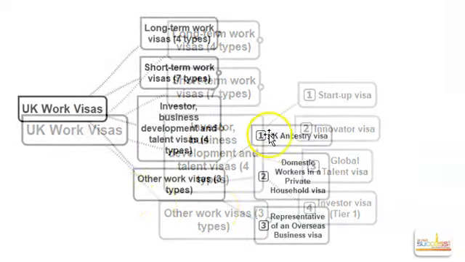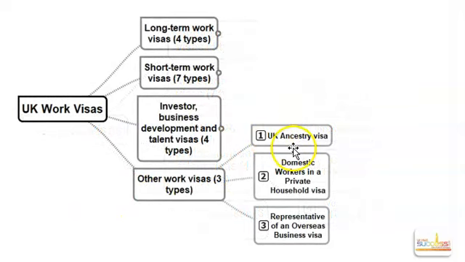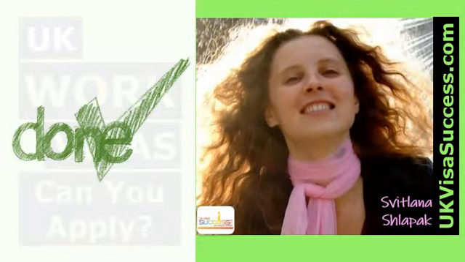And the final one, we have UK ancestry visa route, domestic workers in the private households, and representatives of an overseas business visa. And this is it, my friends. This is all we wanted to discuss in today's video. This is just an overview.